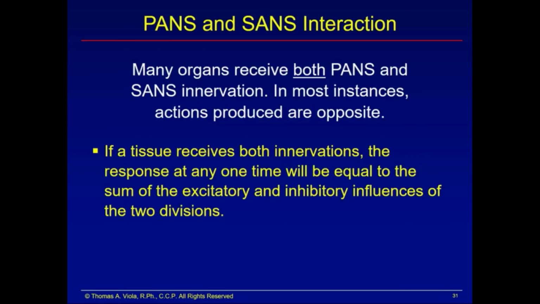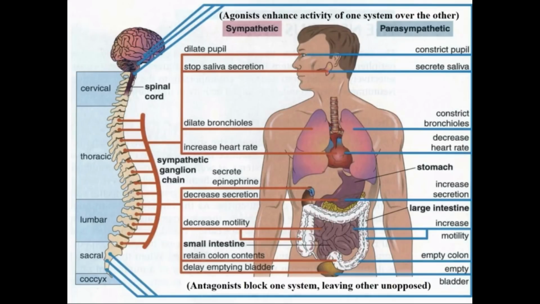Now, the interesting thing here is that many organs receive both the PANS and the SANS. And as I said, they work opposite each other. And at any one time, one system can dominate the other. So I know you have this slide, and this is a good slide to help you review the things we just talked about. On the left-hand side is the SANS in red, and on the right-hand side is the PANS in blue. And you can see that in almost every case, the two systems have the opposite effect on that organ.